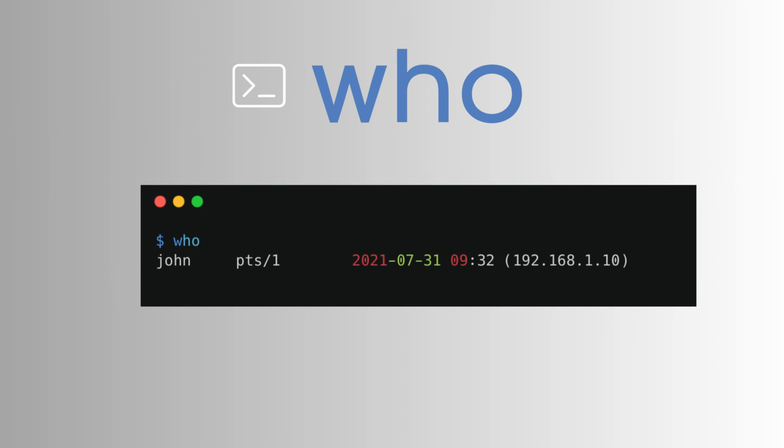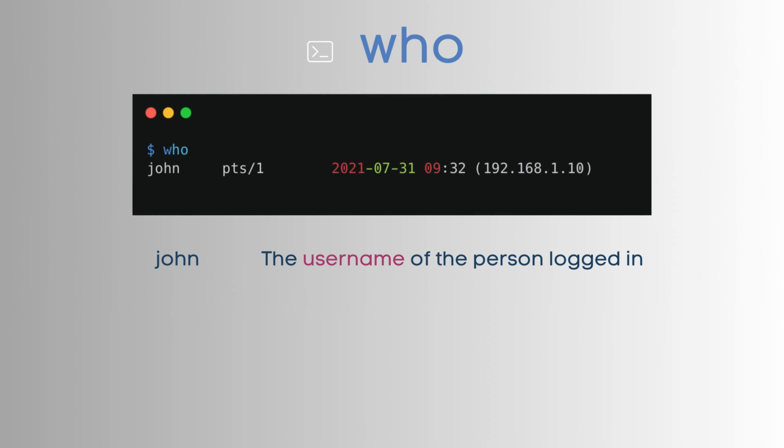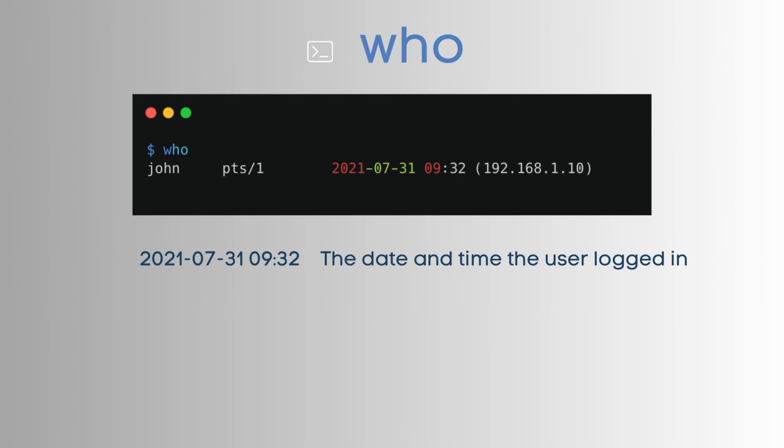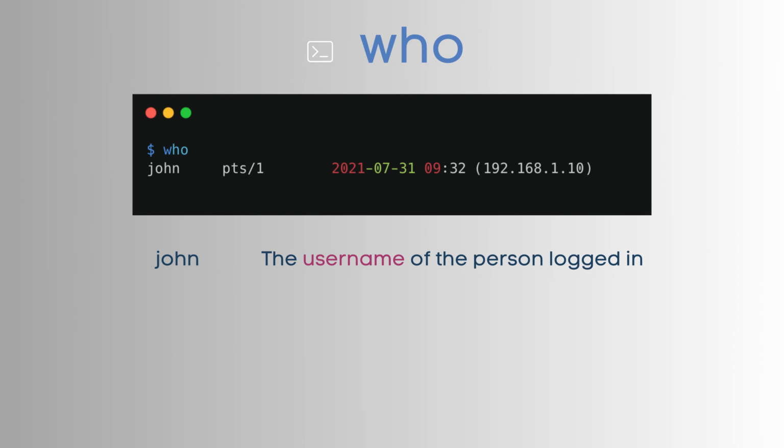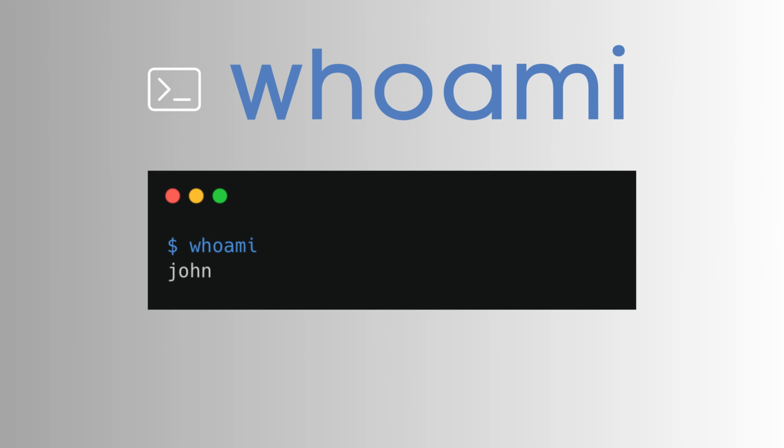So in this sample output, you can find that John is the username of the person logged in, PTS1 is the terminal type, then the date and time the user logged in, and the IP address of the user. The next command is whoami, which basically outputs the username of the current user. In this sample output, you can find John is the username of the person who is issuing this command.